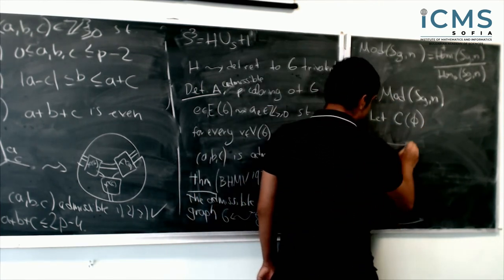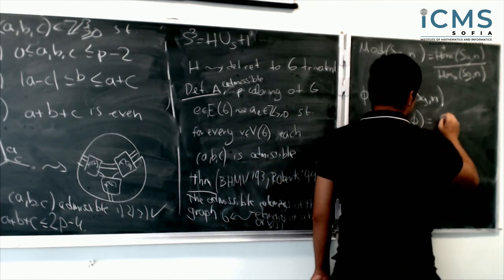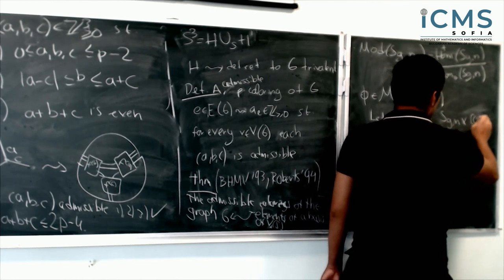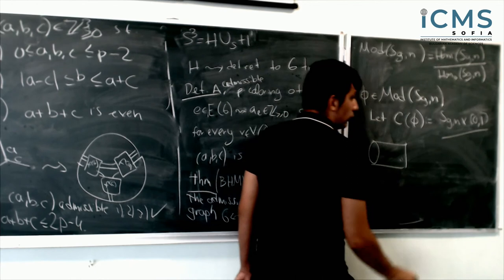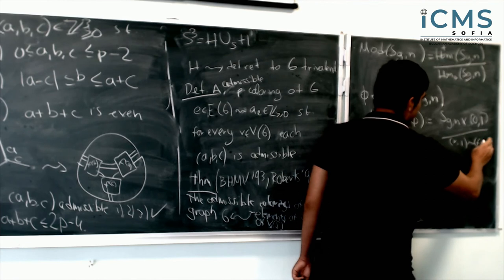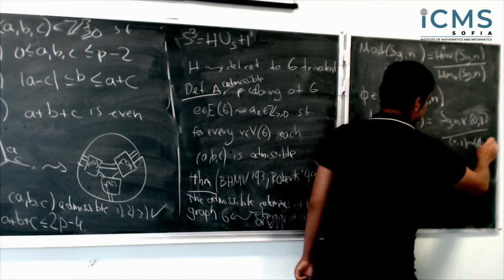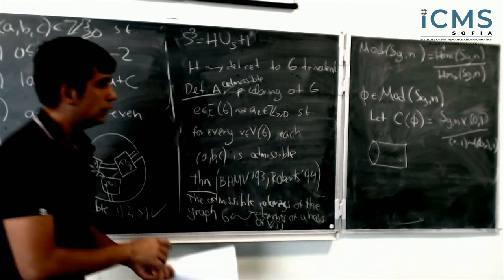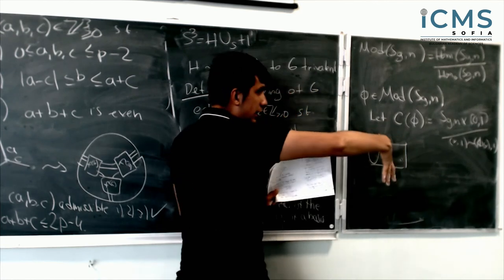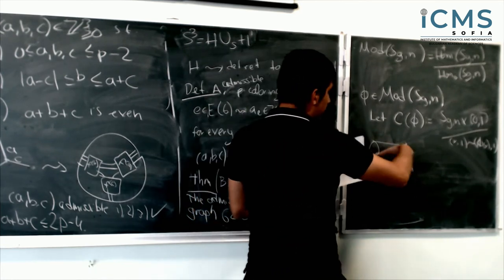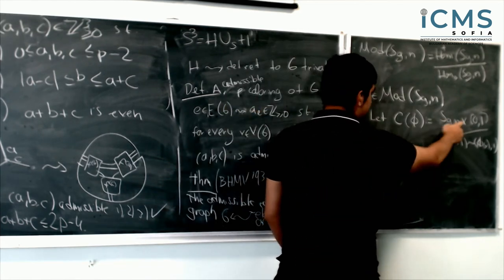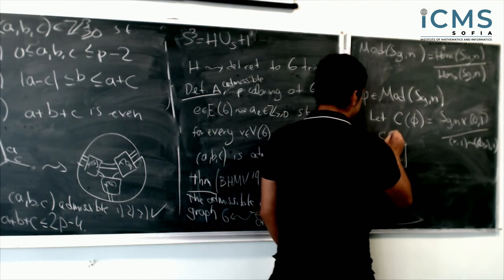The cylinder is defined as follows. We have the surface Sigma_{g,n} times [0,1], and we identify the points (x,1) with (phi(x),0). So we simply make this homeomorphism act, it twists the surface a little, and we twist this cylinder.